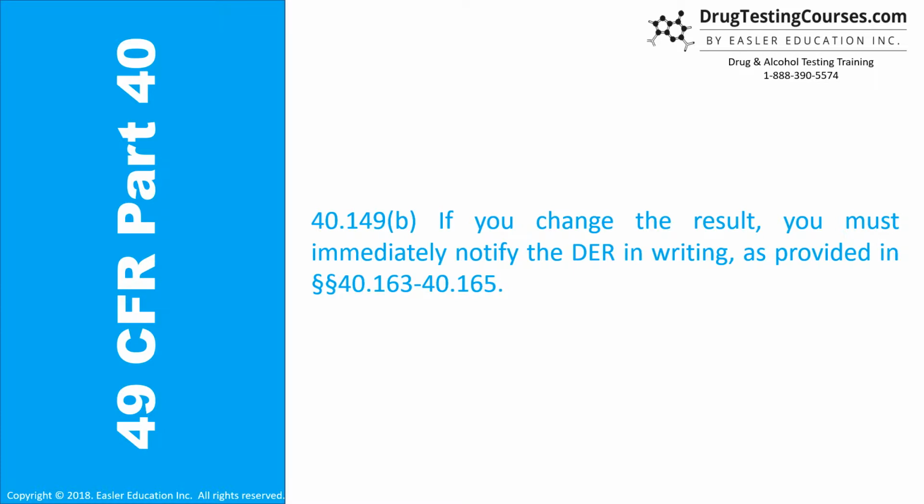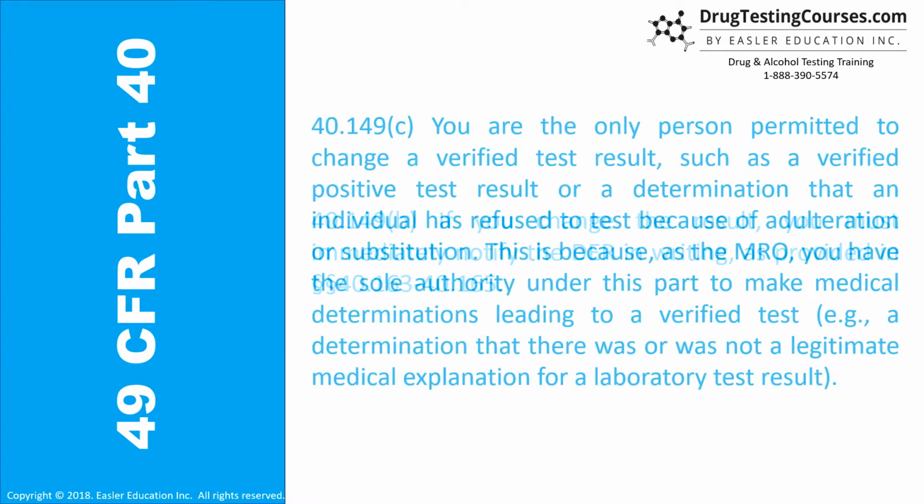40.149(b). If you change the result, you must immediately notify the DER in writing, as provided in Sections 40.163 through 40.165. 40.149(c). You are the only person permitted to change a verified test result, such as a verified positive test result or a determination that an individual has refused to test because of adulteration or substitution.